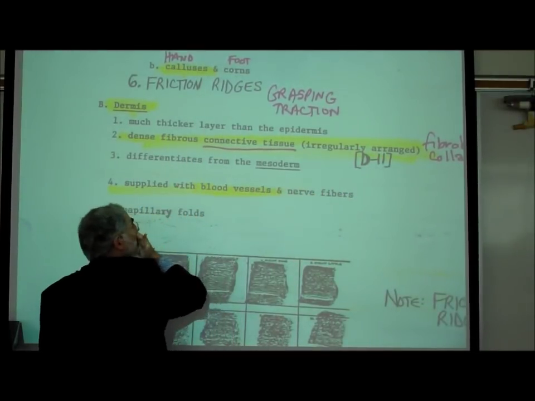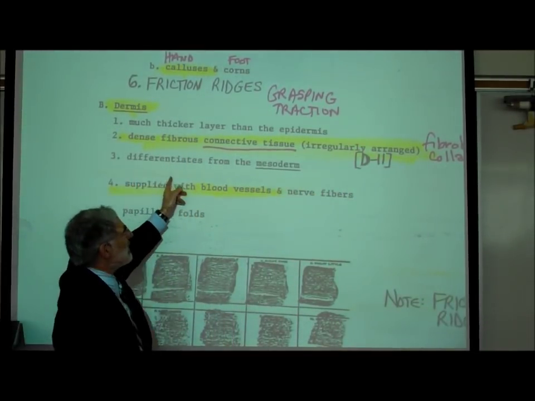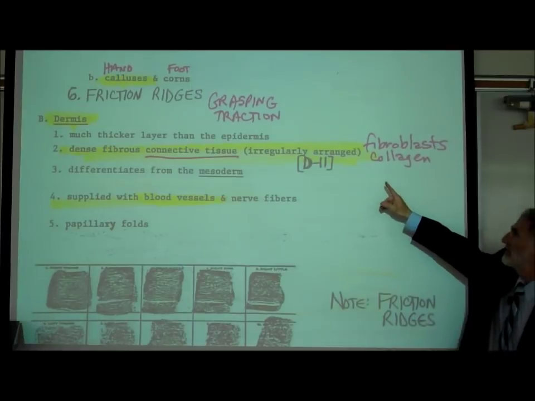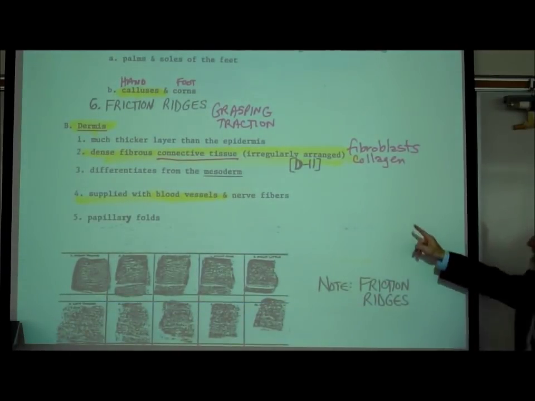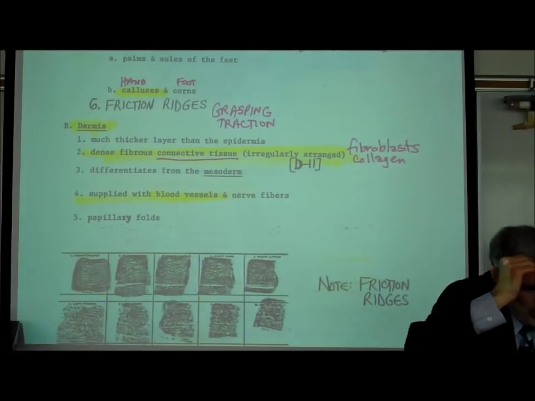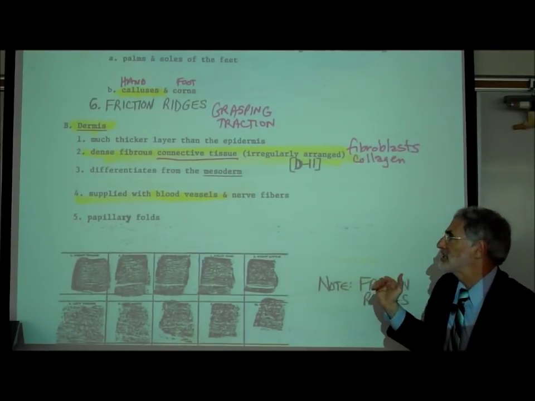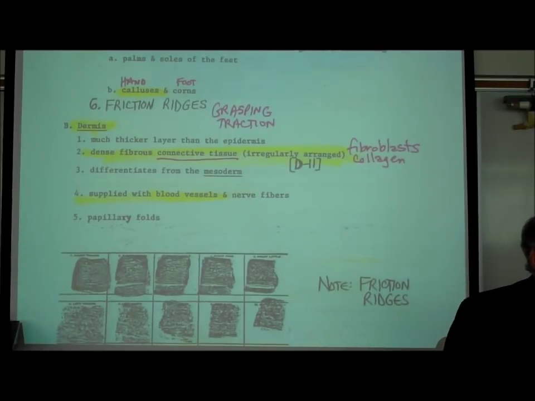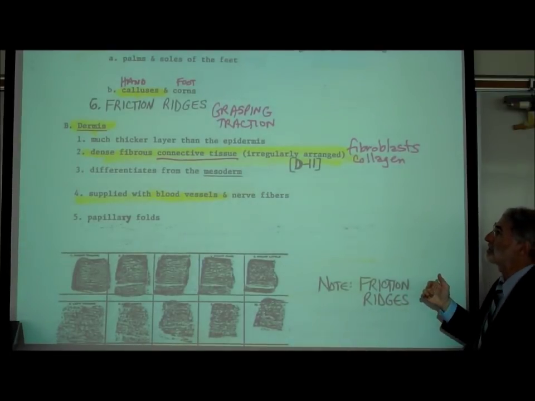Now, in contrast, on the next page, F3, the dermis we wrote is much thicker than the epidermis. It is made up of irregularly arranged, dense fibrous connective tissue. We learned that on page D11. The dermis is made up of irregularly arranged, dense fibrous connective tissue. This is a connective tissue, totally different from an epithelial tissue, which makes up the epidermis.